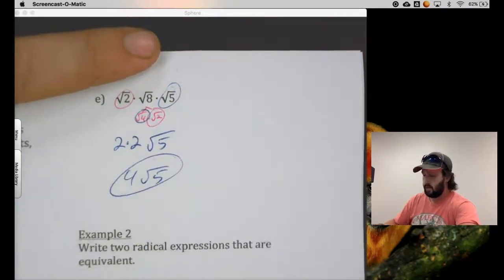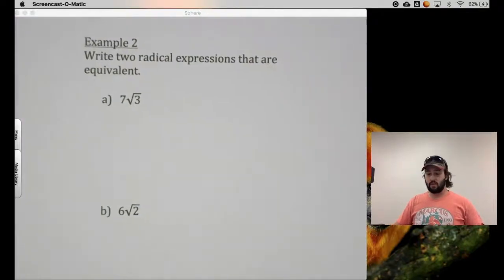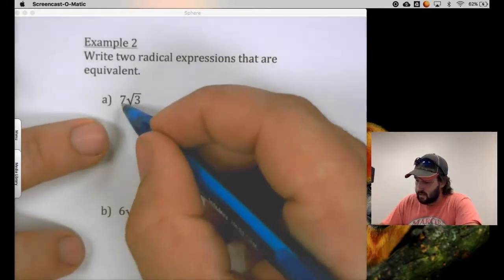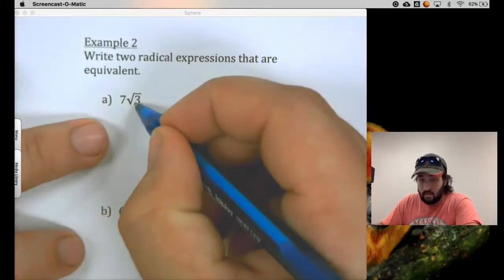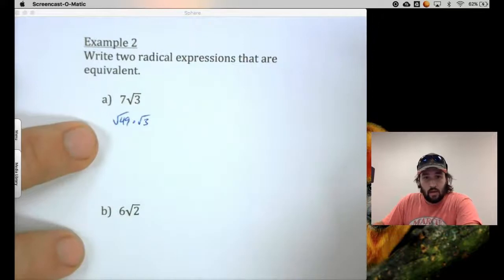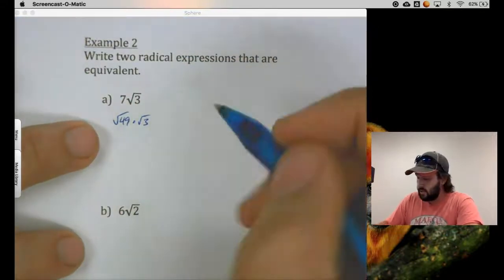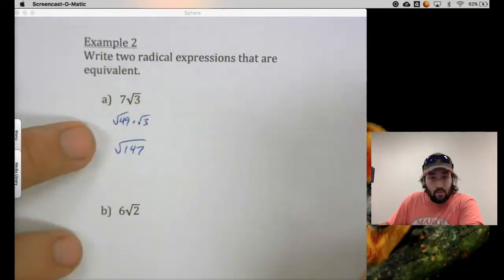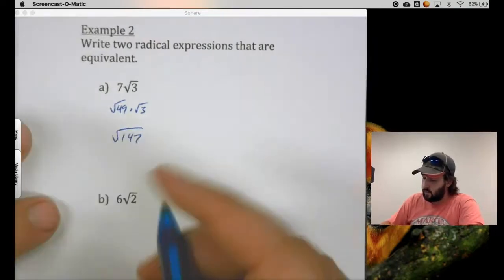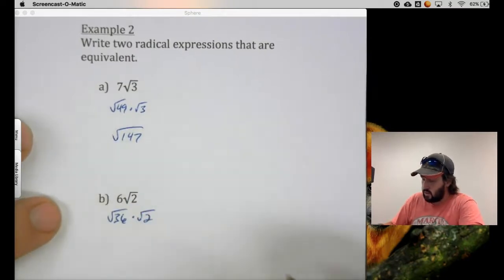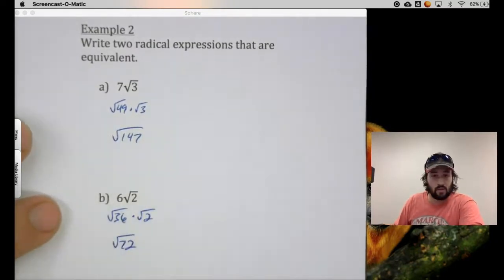All right, 2 radical expressions that are equivalent. So one thing that we could do, if I'm putting it back in, I can make this the square root of 49 times the square root of 3. Square root of 49, well, that is one expression. So the square root of 49 times 3 would be the same thing as the square root of 147, which is also an equivalent expression. For part B here, 6 is the same thing as square root of 36. And then I have square root 2. So that would give me the square root of 72 altogether. That's also equivalent. They may be pulling that on Apex.